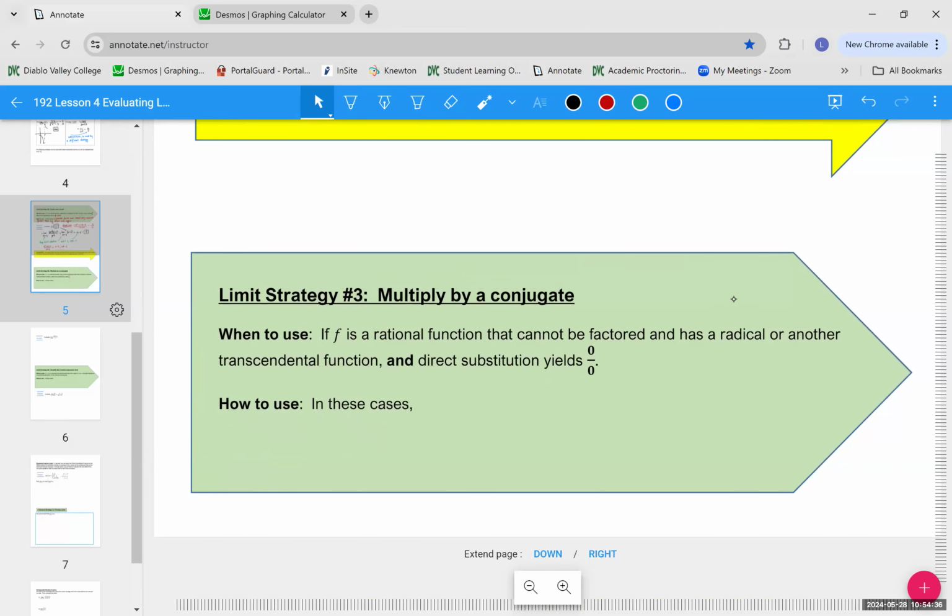Okay, strategy number 2 is multiplying by the conjugate. So this one looks a little funky when I try to explain it. I think it might even be easier to just show you, but let's first make sure we outline what a conjugate is. It's where you have the same terms, but you switch the sign between them.